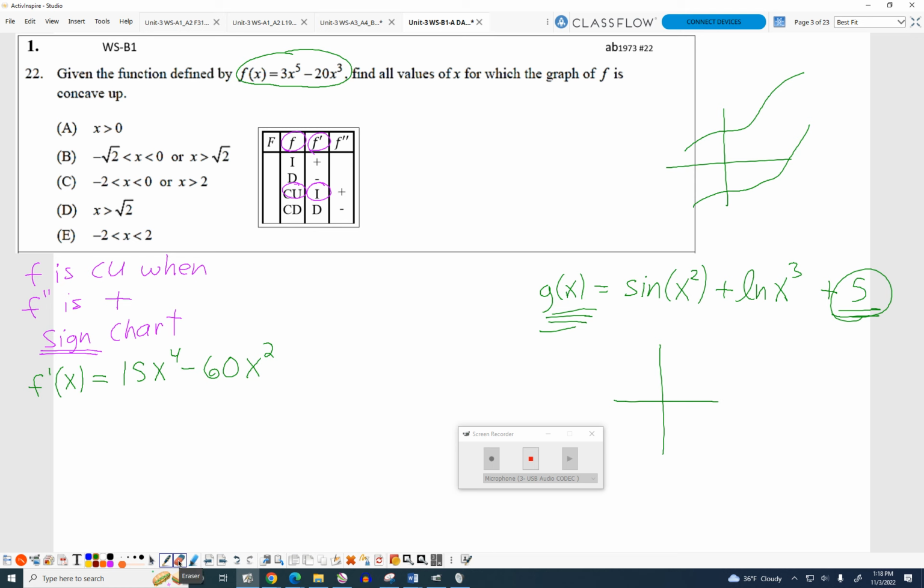Here we need F double prime. So we've got to do ddx to both sides again. So we'll go to Nicholas. If I do ddx to both sides again, what would be the next line I would write?